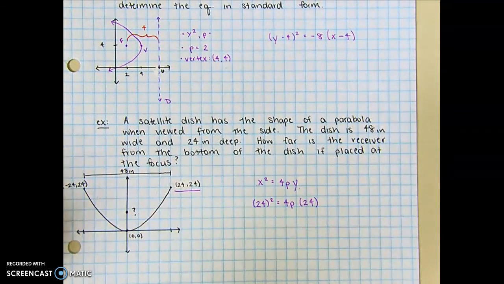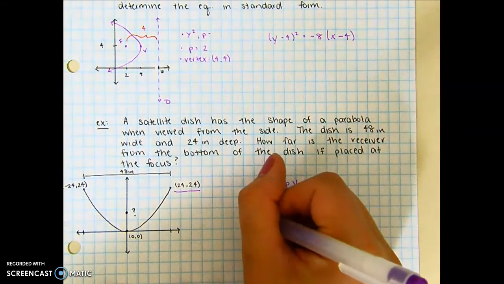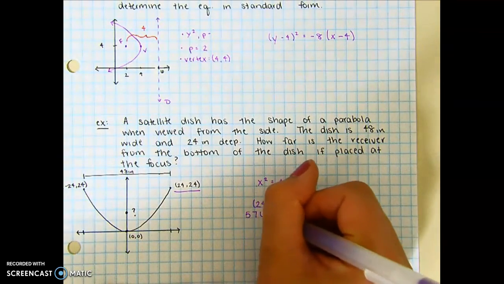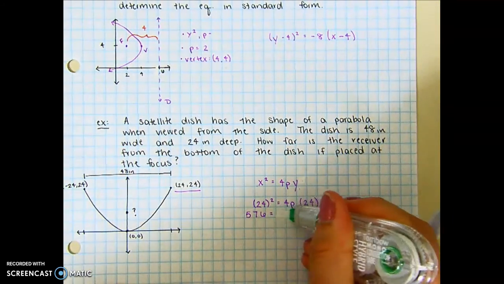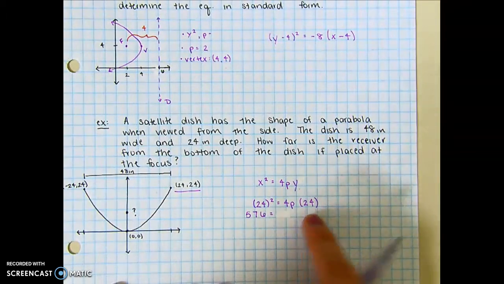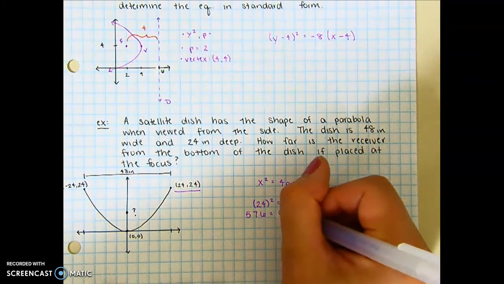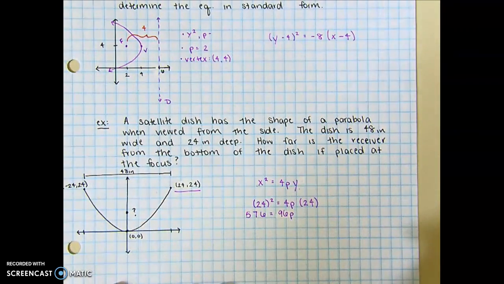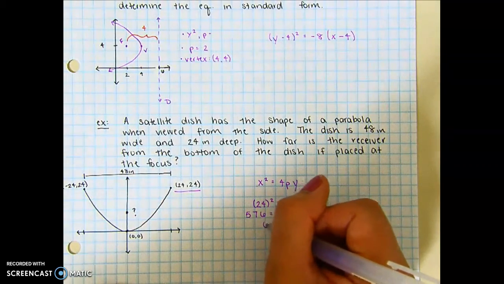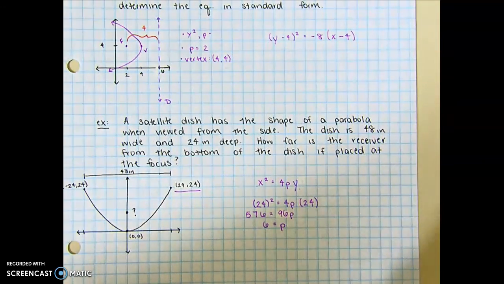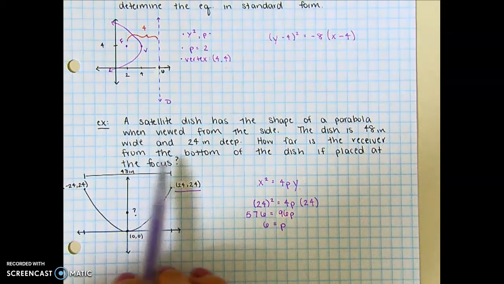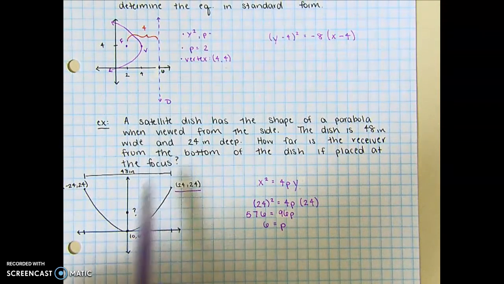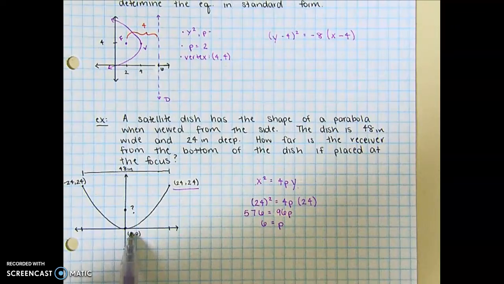Okay. So 24 squared is 576. You could use a calculator for that. And then I might as well multiply these together, right? 4 times 24 is 96. Now I can solve for p, which is 6. And that's all we need to do. We don't need to rewrite our equation because we want to know how far the receiver is from the bottom, and that's going to be the distance of p.